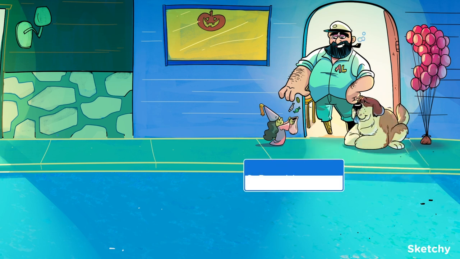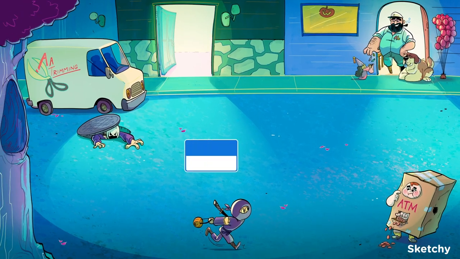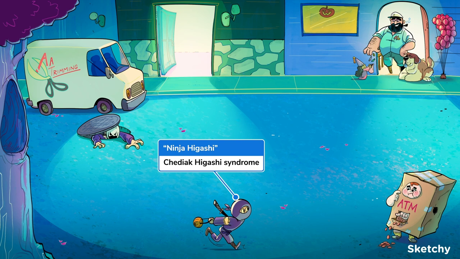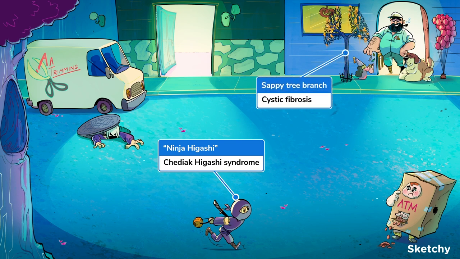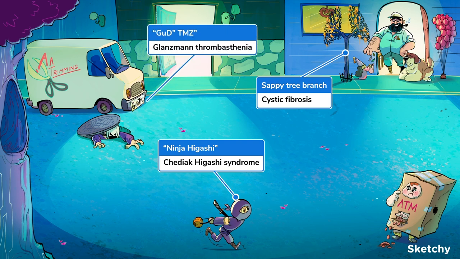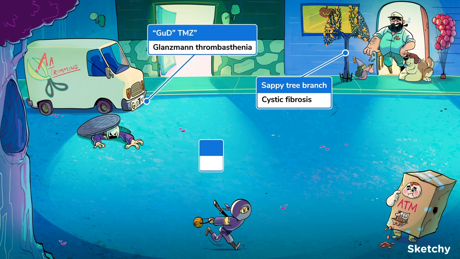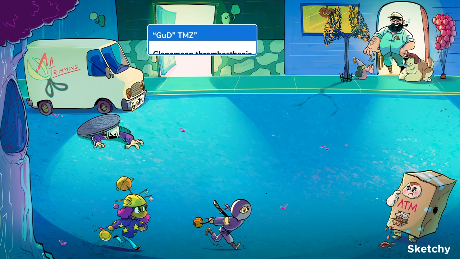And see the jolly Saint Bernard? That's our symbol for Bernard Soulier. Good puppy. Now on to rapid ninja mode. Here's a ninja Higashi for Chediak-Higashi, sappy tree branches for cystic fibrosis, and this good times license plate for Glanzmann thrombasthenia. Okay, so just to hammer this point home, as we mentioned earlier, enzyme deficiencies are typically autosomal recessive.